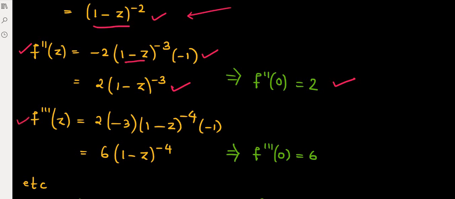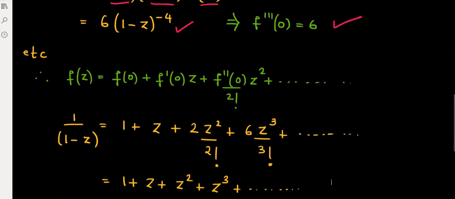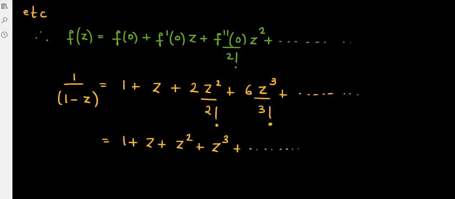Now let me find the third derivative, f triple dash of z, that is, differentiate the above function again. 2 into minus 3 into 1 minus z raised to minus 4, differentiate 1 minus z again, so you will get minus 1. So after simplifying you get 6 into 1 minus z raised to minus 4. Now put z as 0 in this function, so you get f triple dash of 0. Thus after finding all the derivatives at the point 0, I am going to substitute in this series. After substituting in this series, you will be left with the Maclaurin series expansion of the function.